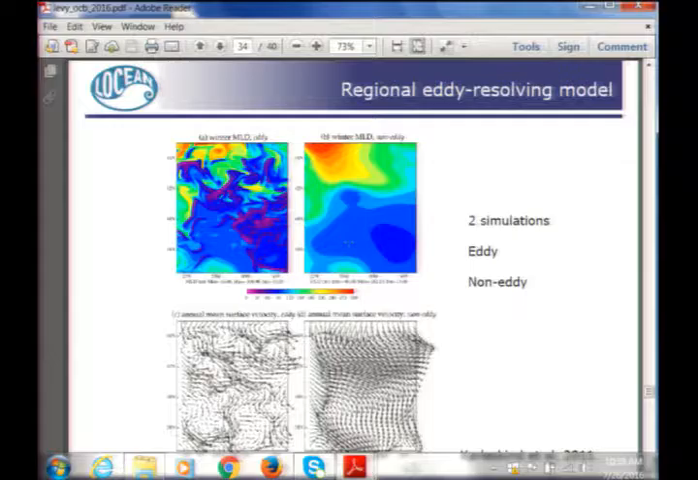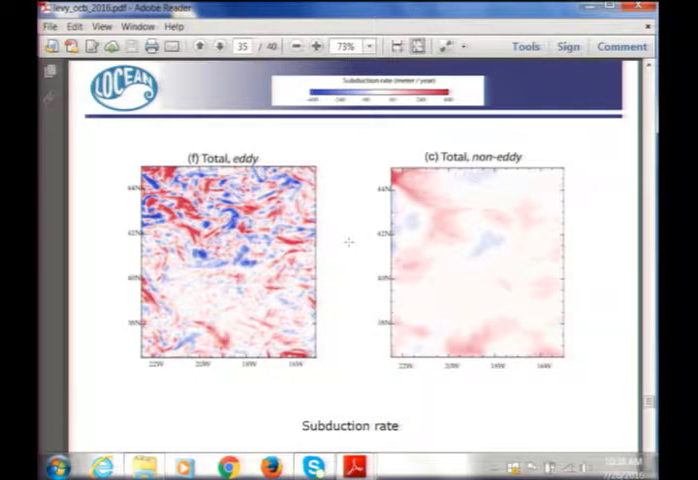Four minutes? Okay. And I'm going to compare two simulations, one with eddies here, and submesoscales and small scale features, and one which is much smoother. And I'm going to compare the subduction in these two simulations in order to give some estimate of the role of this subduction. So this is the subduction rate computed when you have a full variability, and this is the subduction rate that you get when it's smoother.